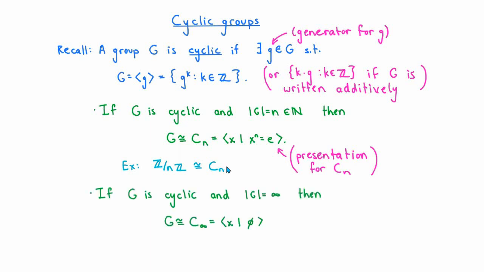Now, in addition to the cyclic groups of order n for all natural numbers n, there's also an infinite cyclic group, which is just the group generated by x with no relations whatsoever. An additive version of this group is the group of integers under addition, and a generator for this additive version of the group is the integer 1. When we're writing it with multiplicative notation, we may also write the infinite cyclic group as C sub infinity.